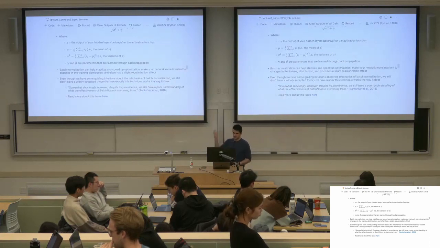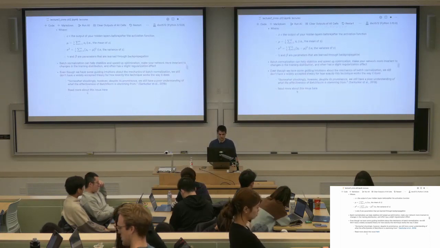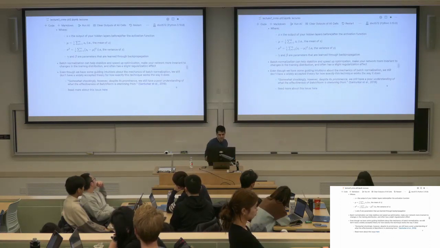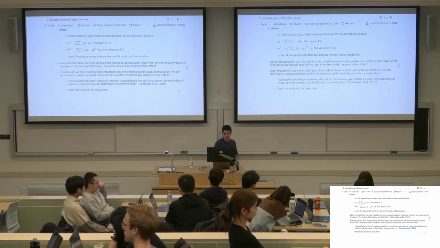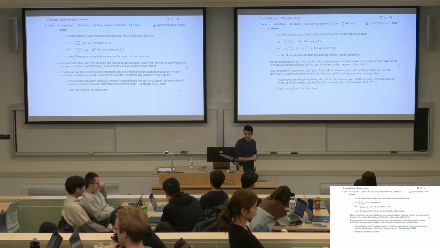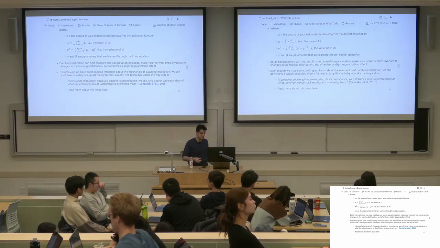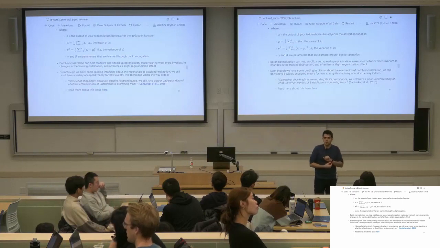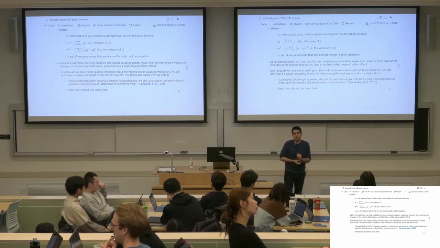And again, a recurring theme in deep learning, I've brought this quote from a paper in 2018, which says, somewhat shockingly, despite the prominence of batch norm, we still have a poor understanding of what the effectiveness of batch norm is stemming from. So even though batch norm has been around for 7, 8 years now, it's still not completely known why it helps so much.